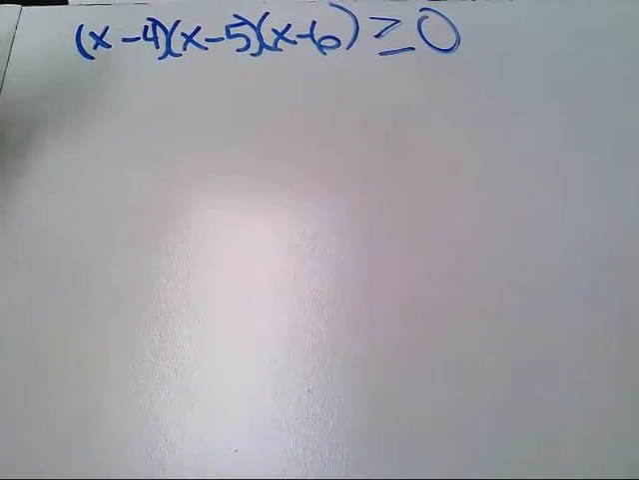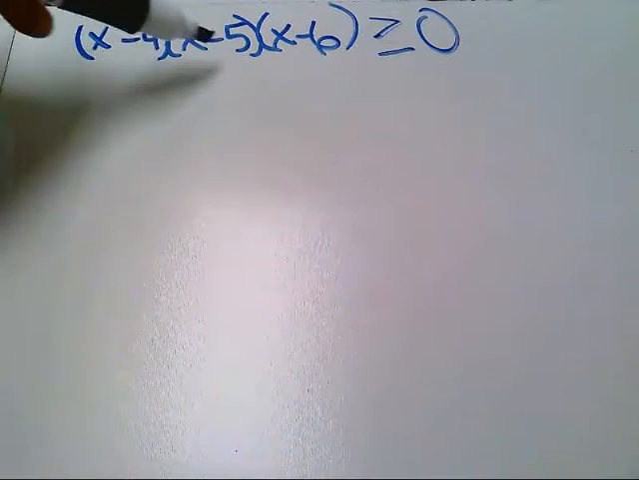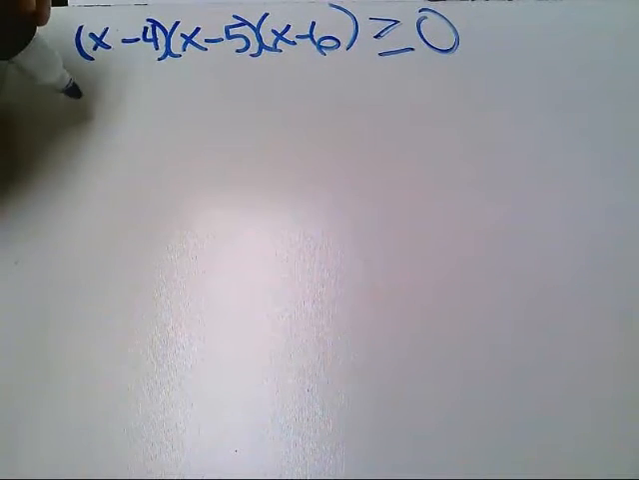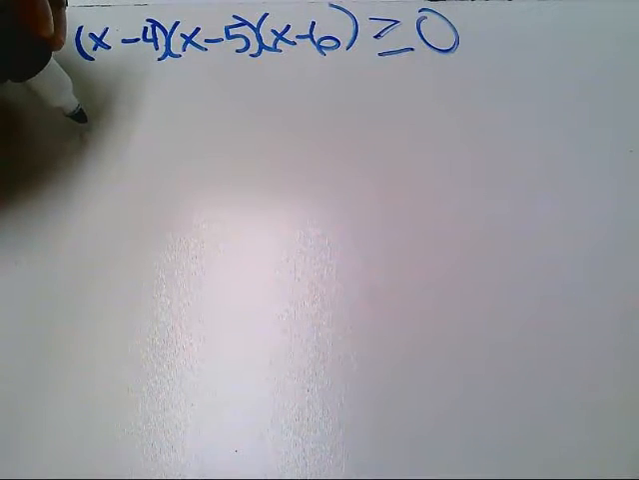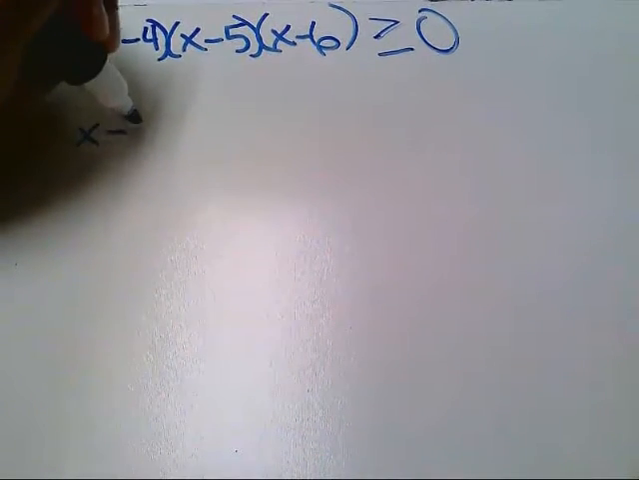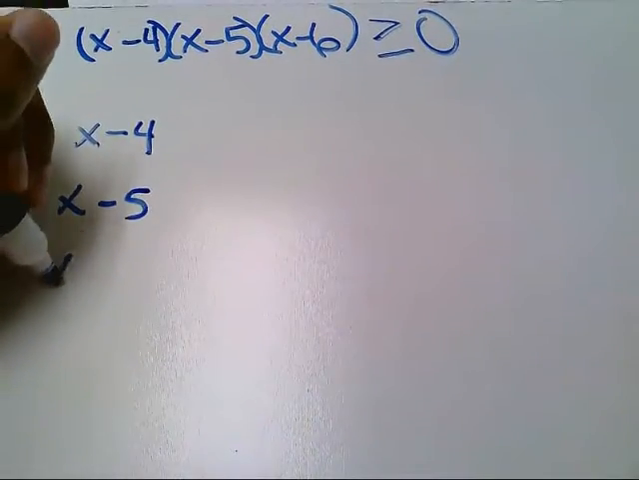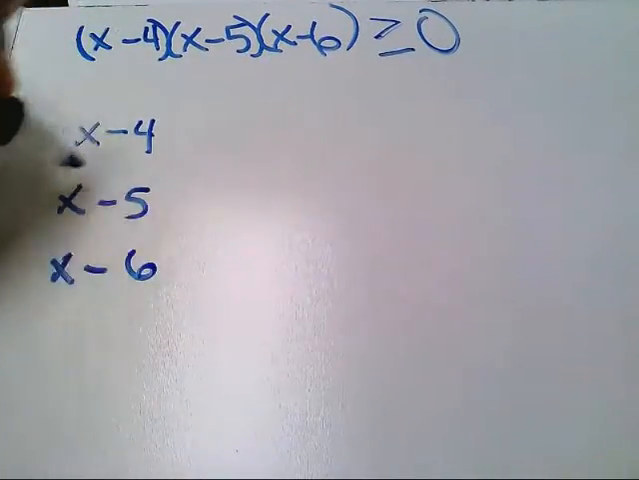So we need to know what the zeros of the factors in the function are. This one is already given to us in factor form, and we're going to use something that's called a sign chart. So here's how you create your sign chart. Over on the left side, you're going to write your factors in a column. So we'll take x minus 4, we'll have x minus 5, and we'll have x minus 6. And these will be our factors in our sign chart.